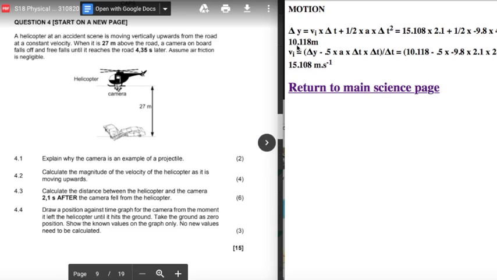Now for graphs, we can't use these equations. But basically, we know that the camera will go up a little bit, then it will come and fall down and eventually hit the earth. So our position-time graph will look like a parabola going up and then coming down, virtually the same as the actual motion of the camera. We would put time on the x-axis and position or displacement on the y-axis. And there we are, done.